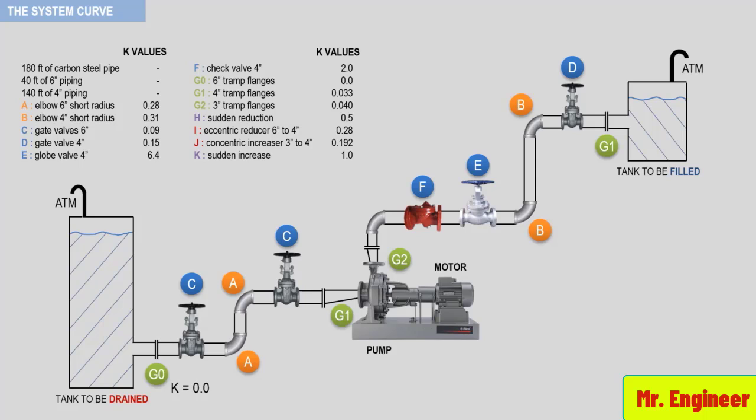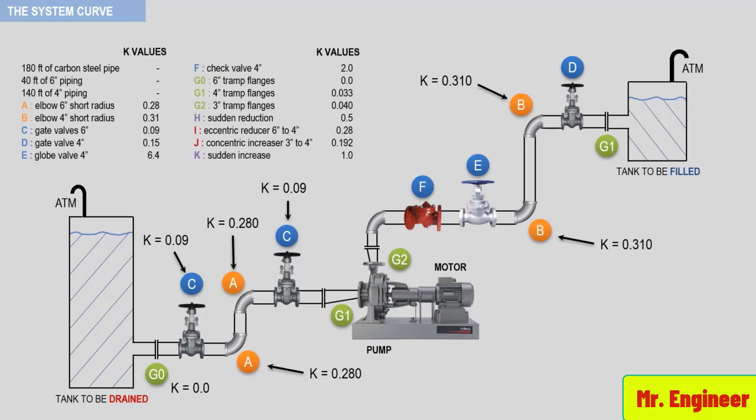The 6-inch elbows have a K value of 0.28. The 4-inch elbows have a K value of 0.31. The 6-inch gate valves have a K value of 0.09. The 4-inch gate valves have a K value of 0.15. The 4-inch globe valve has a K value of 6.4. The 4-inch check valve has a K value of 2.